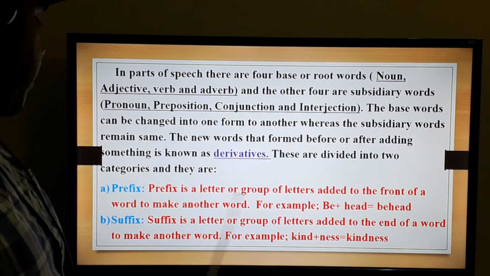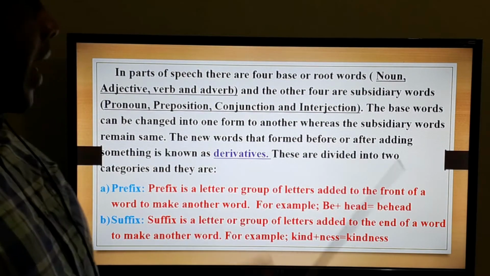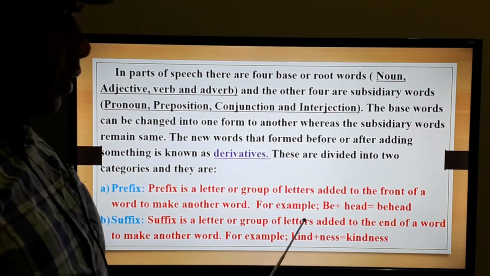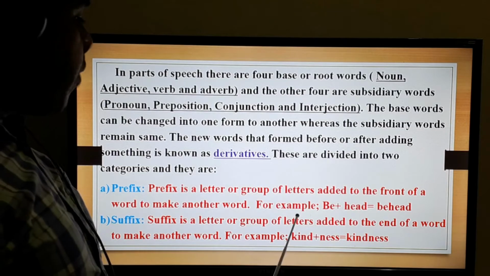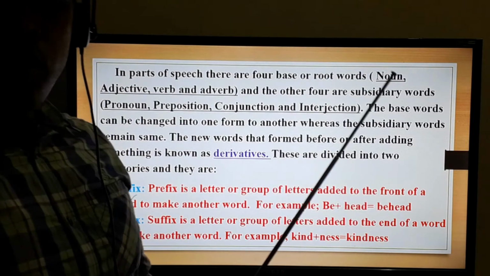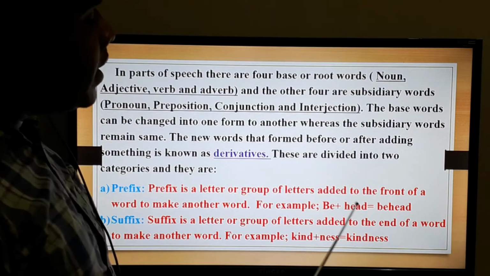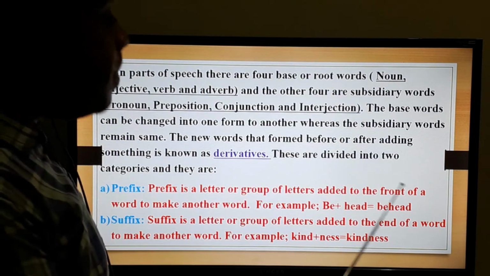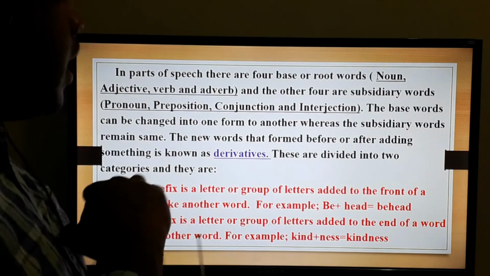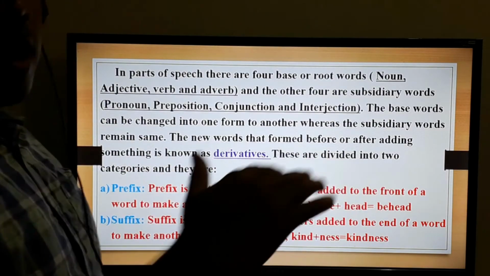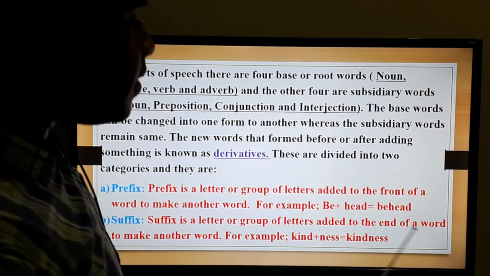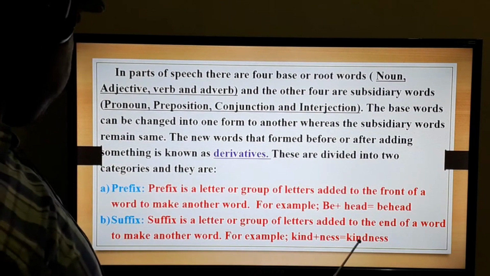And what is prefix? Prefix is a letter or group of letters added to the front of a word to make another word. I think you understand. For example, be plus head. We know head is the main word, but if I add be, then it creates another new word, that is behead. Behead means what? Do you understand? Behead means to cut off the head. That is behead, a new word we form.